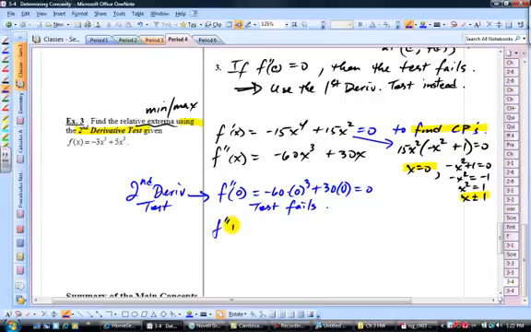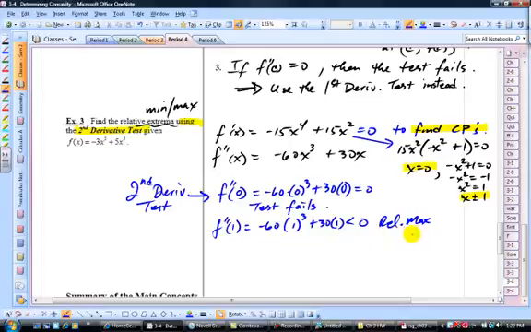Second derivative evaluated at 1. Okay, so negative 60 times 1 cubed plus 30 times 1. Okay, that's negative 60 plus 30. That's less than 0. Okay, it's concave down at that point, which means we have a relative max. Okay, so we have a relative max there.